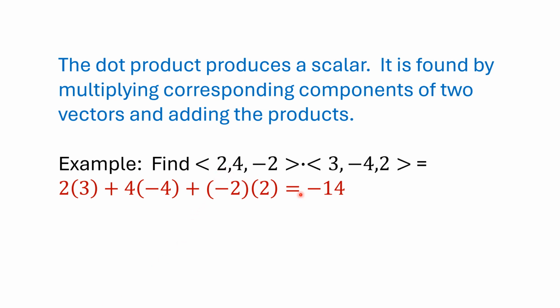We'll multiply 2 times 3. We'll multiply 4 times negative 4. We'll multiply negative 2 times 2, and we'll find out we have negative 14, a scalar.